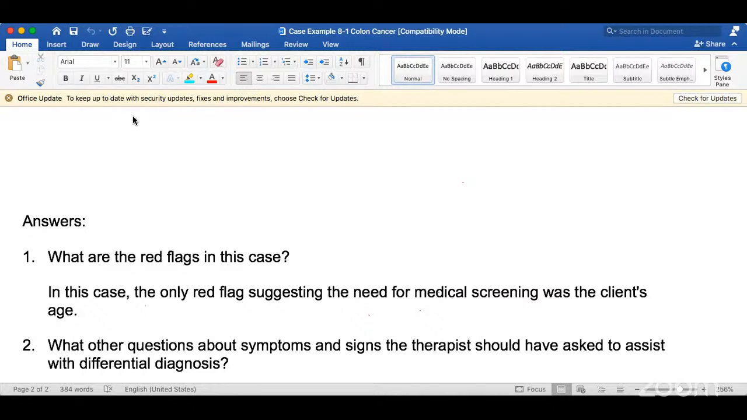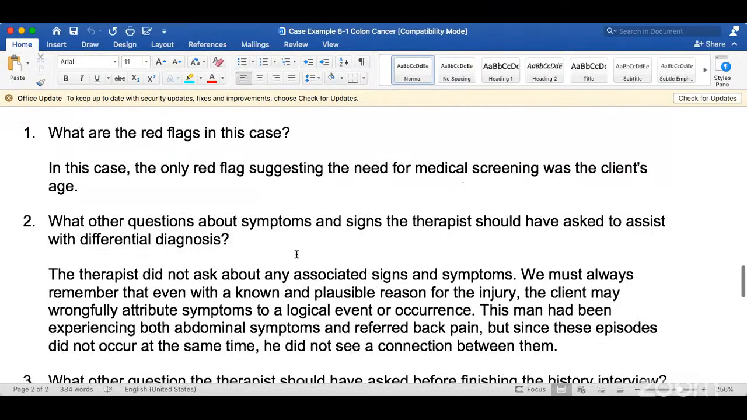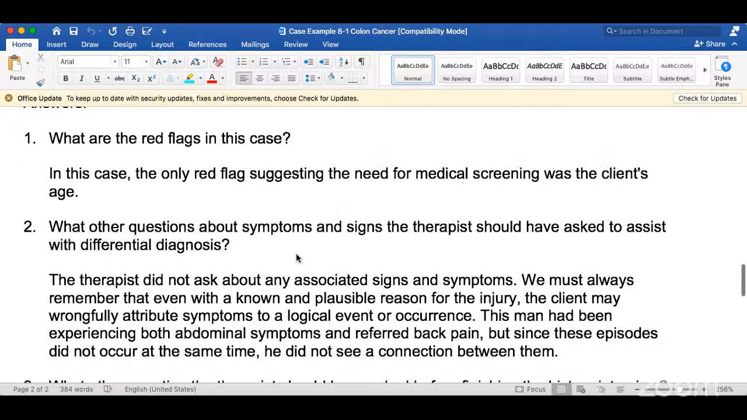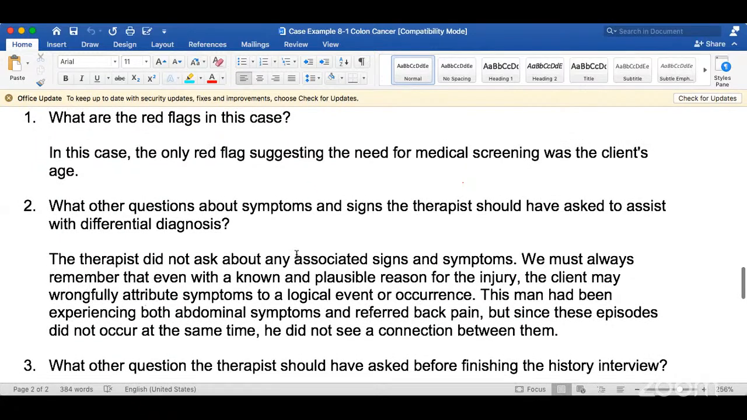Thank you very much, Mr. Tom. Thanks a lot. So Hajia, please, can we just quickly read the last part of the second answer? What other question about symptoms and signs the therapist should have asked to assist with differential diagnosis? The therapist did not ask about any associated signs and symptoms.